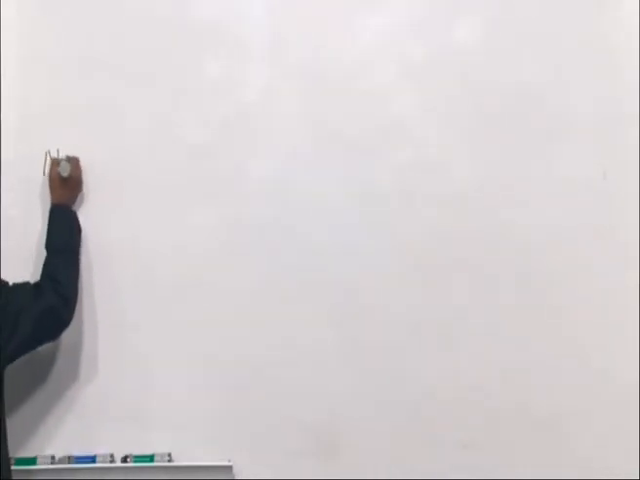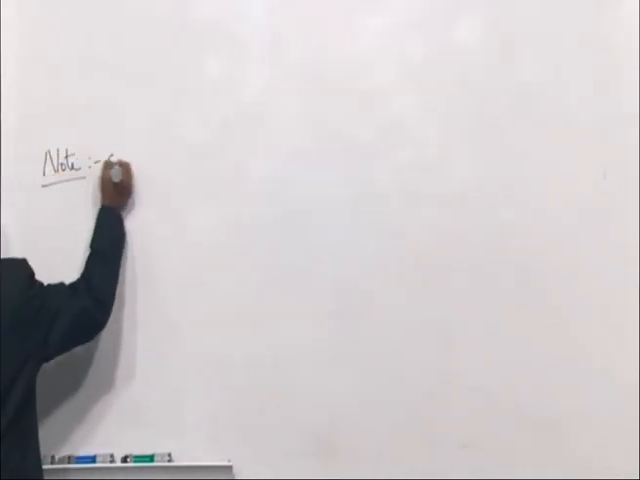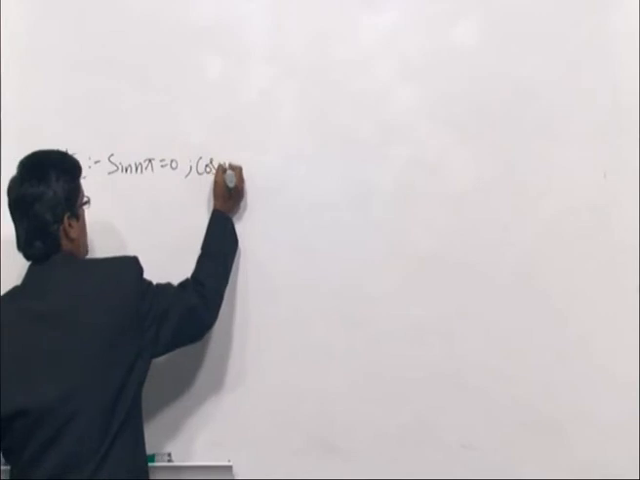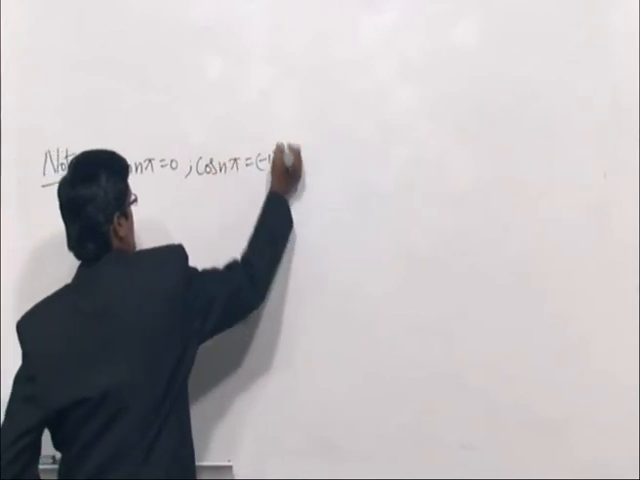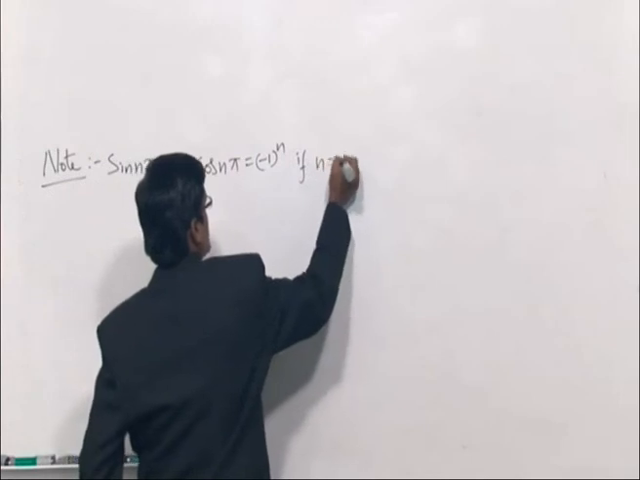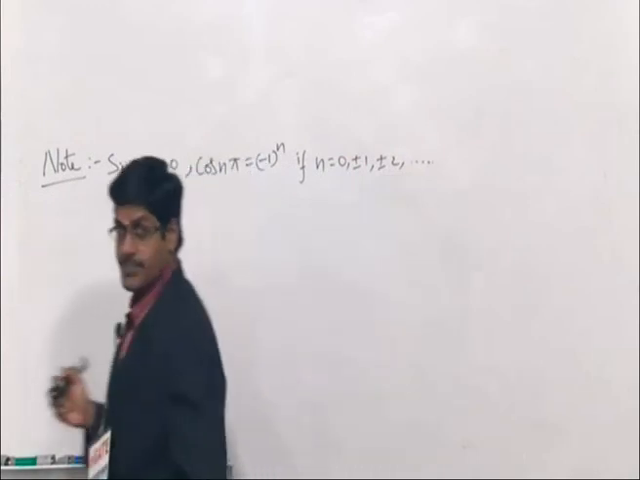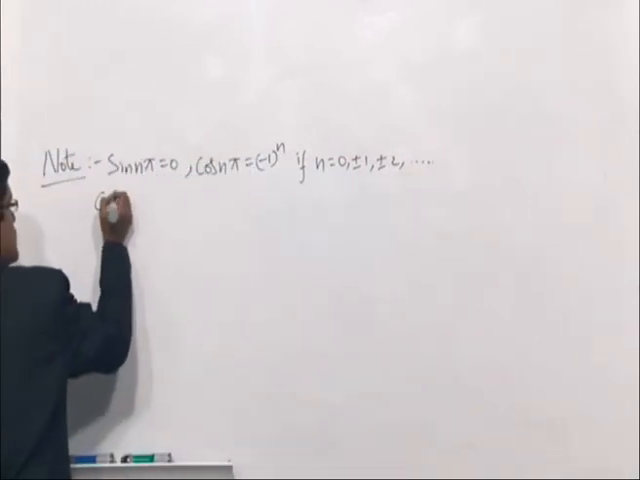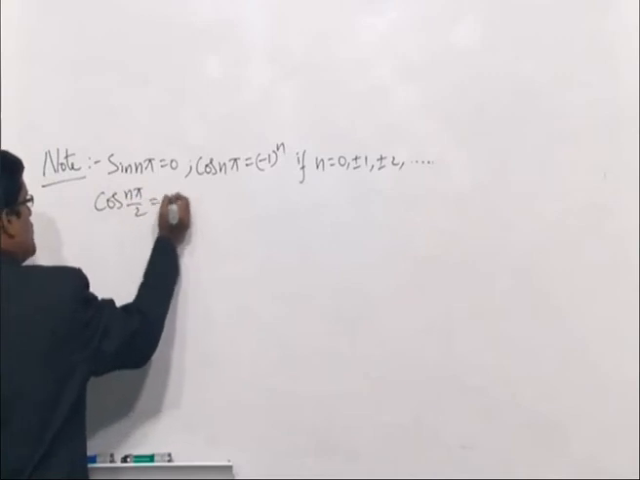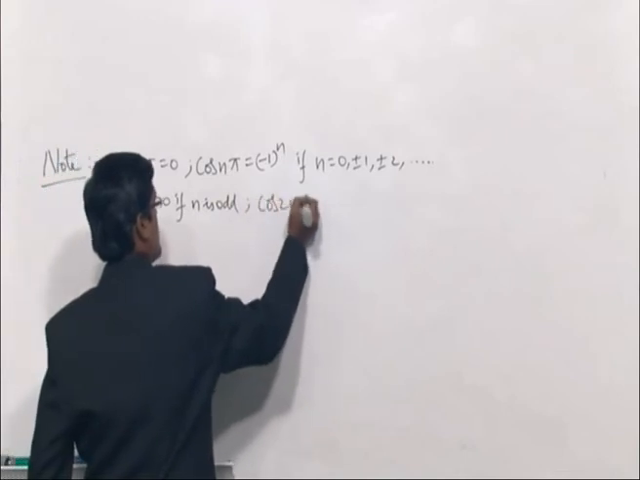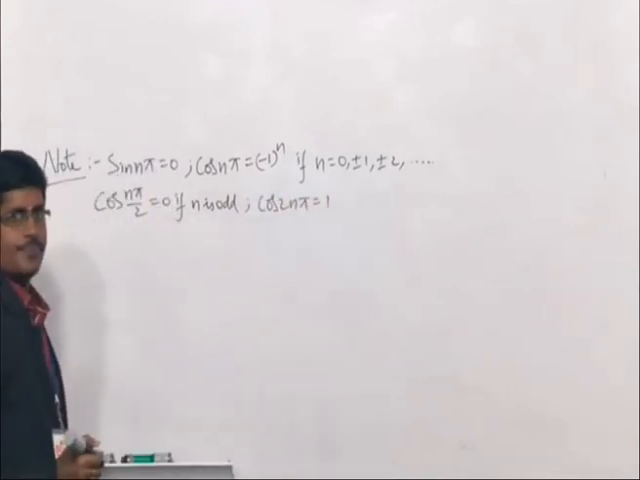While finding a0, an and bn, you should remember some trigonometric simplification terms that I am giving here. Sin n pi is equal to 0. Cos n pi is (-1) raised to n, if n is equal to 0, plus or minus 1, plus or minus 2, that is, an integer. Cos n pi by 2 is 0 if n is an odd integer. Cos 2n pi is 1 for any number.